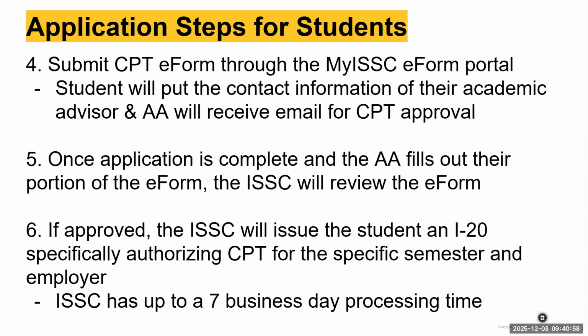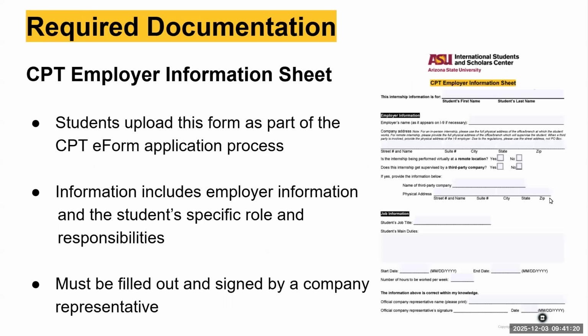And then once your department completes their part, the e-form comes back to us. And that's when we start the review process. Typically, our processing time is up to 7 business days, but we might take a little less than that. But really, the part that takes the longest is when it's with your academic department. So be very proactive about that. In the e-form itself, you're required to provide your I-94. But another thing you're required to provide is the employer information sheet.